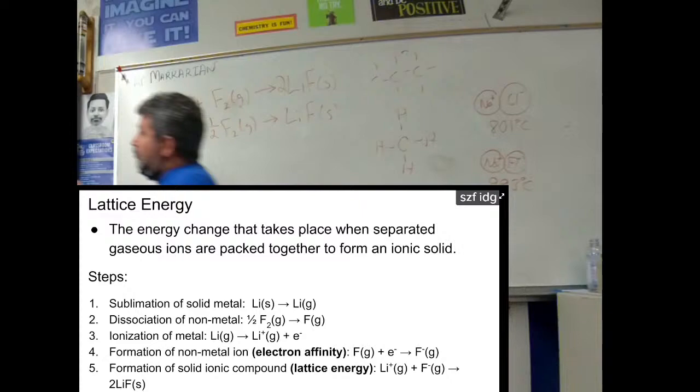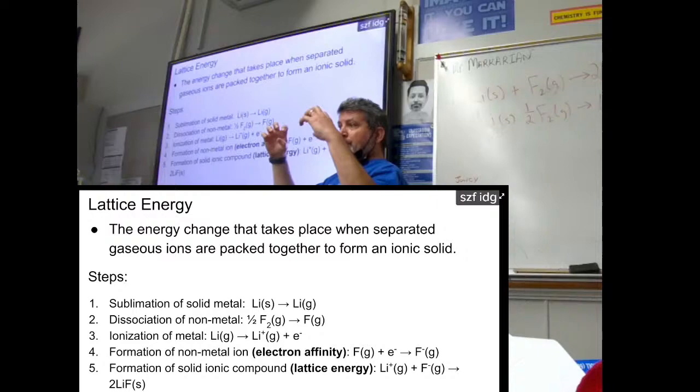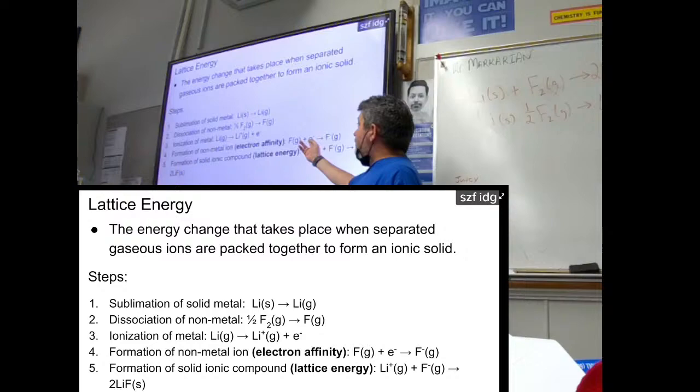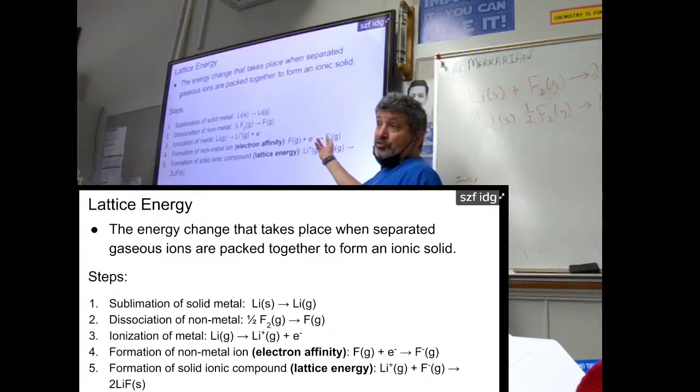So once fluorine gets split apart, it needs to become an ion also. So the two fluorines break apart, and they each become fluoride. So that's where the electron affinity we talked about earlier comes into play. Okay? It's going to gain that electron. Each one of them is going to do that. So there's two of them that are going to do that. We end up with two F minuses there.